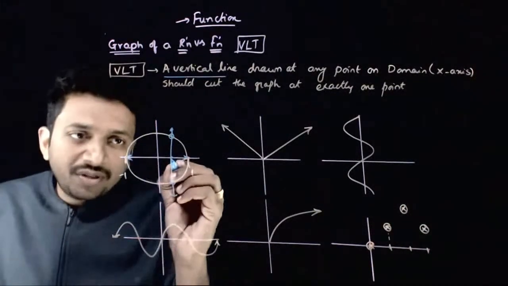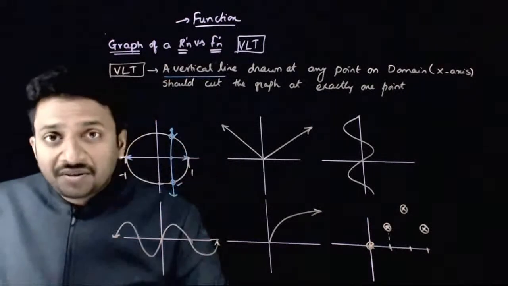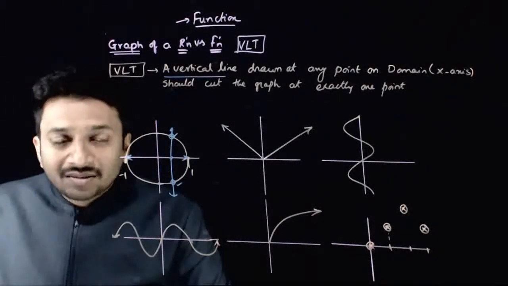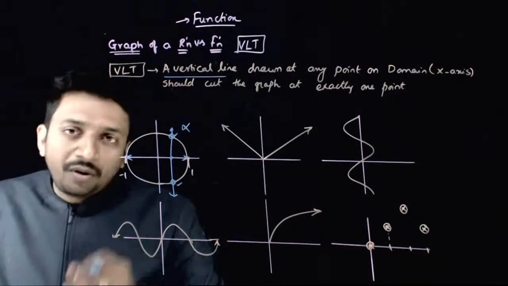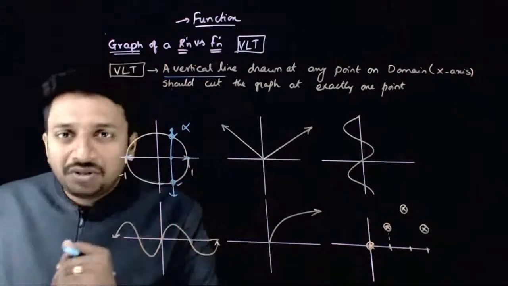That means corresponding to this x, there are 2 y's. That means this x is being related to more than 1 y. That means this is not a function, because if it has to be a function, every x should have one and only one image.